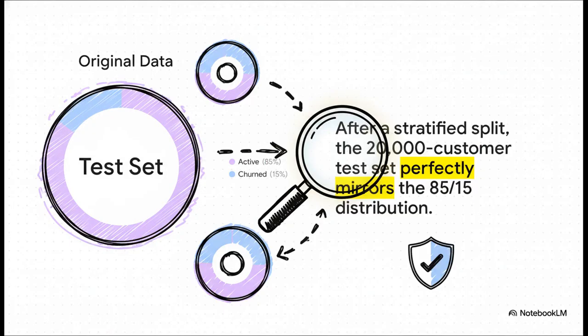And boom, here's the result. It's beautiful, right? After doing a stratified 80-20 split, our final test set, all 20,000 customers, perfectly mirrors that original 15% churn rate. This right here is the absolute non-negotiable first step to building a model you can actually trust.